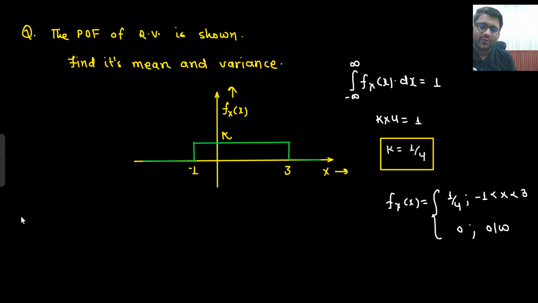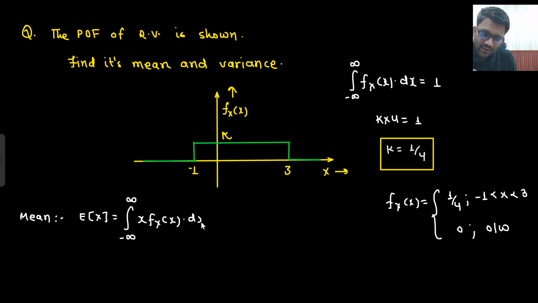Right? Now what do you need to find? You need to find the mean of random variable x. So expectation of x will be equivalent to integral from -infinity to infinity of x f_x(x) dx. Now f_x(x) is non-zero between -1 to 3. Look, x could be non-zero between -infinity to infinity, but f_x(x) is non-zero between -1 to 3. So this multiplication will be non-zero between -1 to 3 only, right?